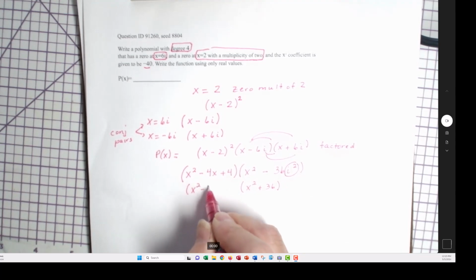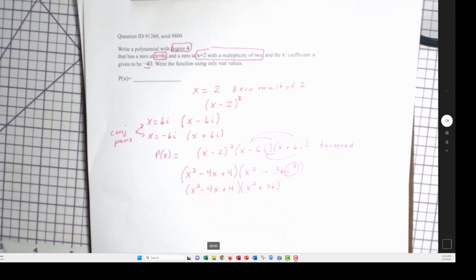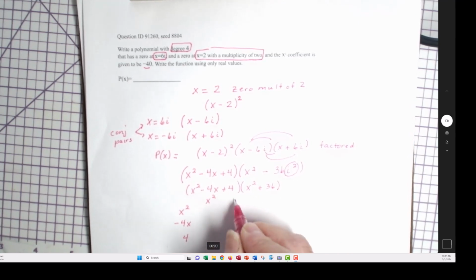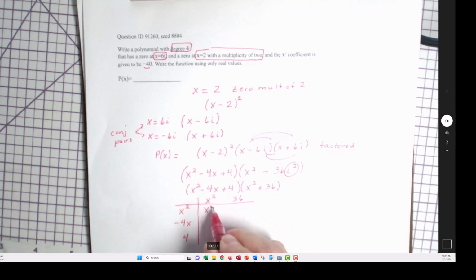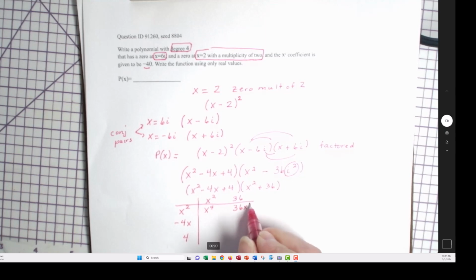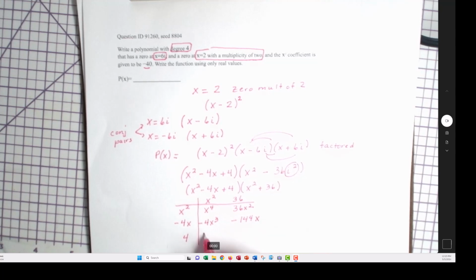And here we've got this other trinomial, and now we're going to multiply this out. And in class we've been using this little square here, so if that helps you, you definitely can do that, where we put the terms and it helps us to multiply. So we have x to the 4th here, 36x squared there, negative 4x cubed here, and here we have 144x, 4x squared, and we have our 144. Okay, here's the thing though. There's our x squared term.